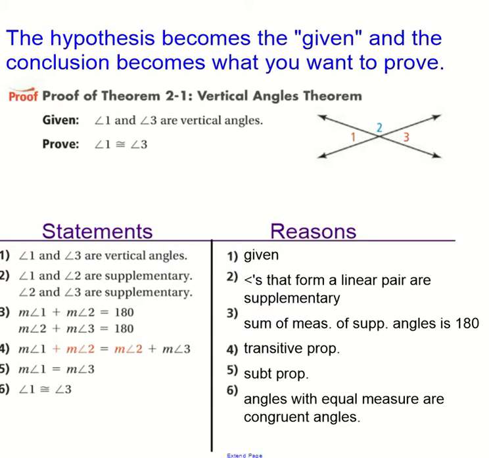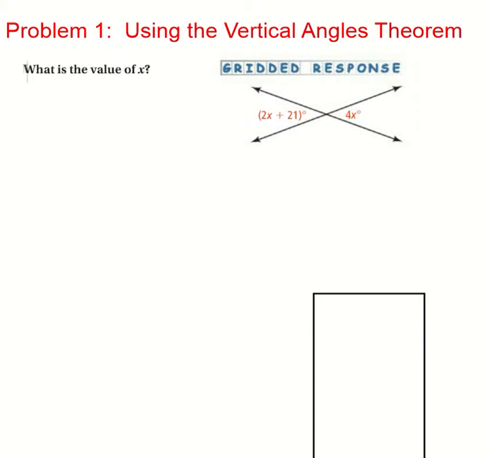Alright, so let's do another one. Now that we've proven the vertical angle theorem, we're going to actually use it to find the value of this x here in this problem. We have 2x plus 21 and 4x. Well, remember, we just learned that vertical angles are congruent, so we can say that 2x plus 21 equals 4x. That's our original statement. Well, we don't have to justify this one, but we can talk about it.